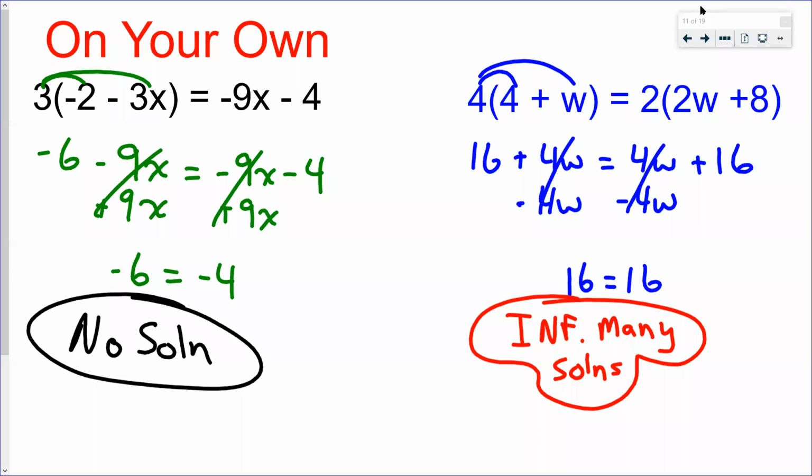All right, so the one on the left, you should have gotten negative 6 equals negative 4, which that's a false statement, so the answer is no solution. The one on the right, you should have gotten 16 equals 16, which is a true statement, so that means you have infinitely many solutions. So remember, if it's a false statement, no solution. If it's a true statement, infinitely many. That means you can plug in any number into those variables and it will work. No solution means you can plug in any number into here and it won't work. But then there's also still that one solution we can go through.